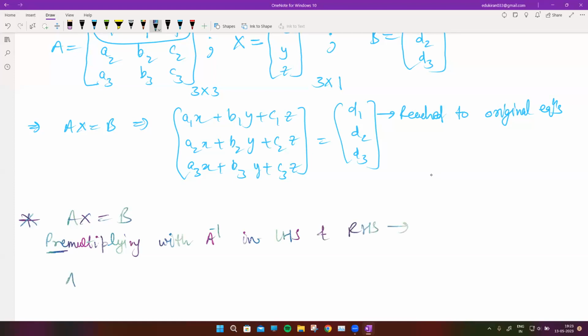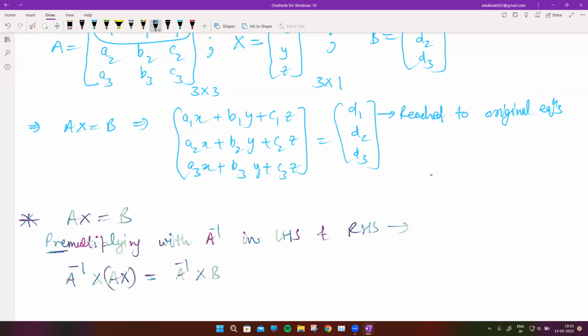I will write it like this. A inverse, first I will take A inverse, then I will take the whole left-hand side. Similarly, first I will take A inverse and then the whole right-hand side. If I was post-multiplying it, I would write AX first and then multiply that AX with A inverse. Right? So that is post-multiplication. But we are right now doing pre-multiplication.